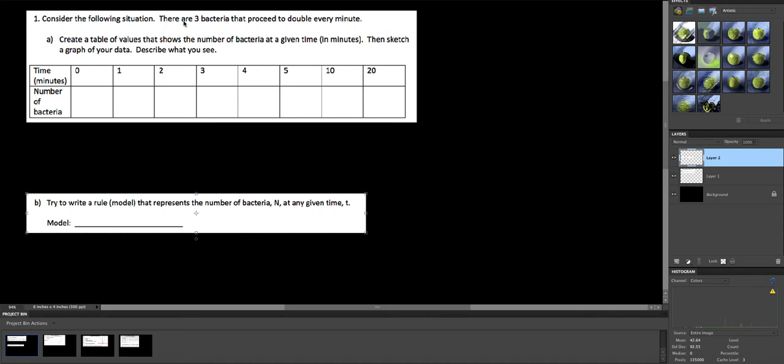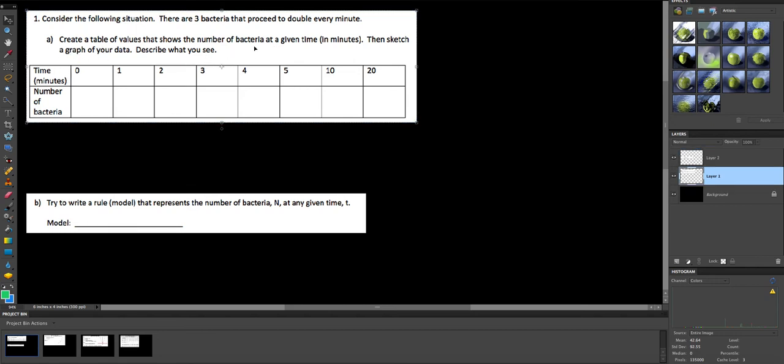You could look at this situation here. If I had 3 bacteria and they double every minute, could we describe what the amount of bacteria looks like over time? So we're going to create a table of values that shows the number of bacteria at a given time in minutes, and look at a functional relationship that exists here, and then we're going to sketch our data and describe what we see.